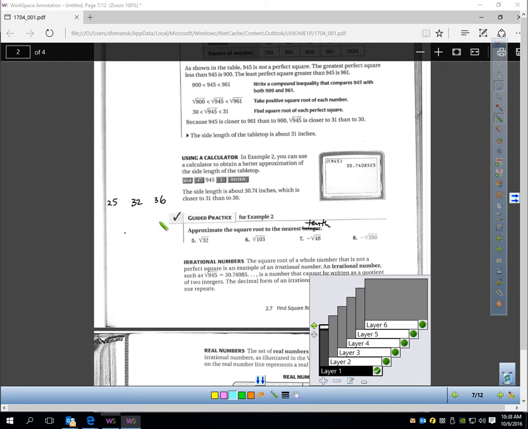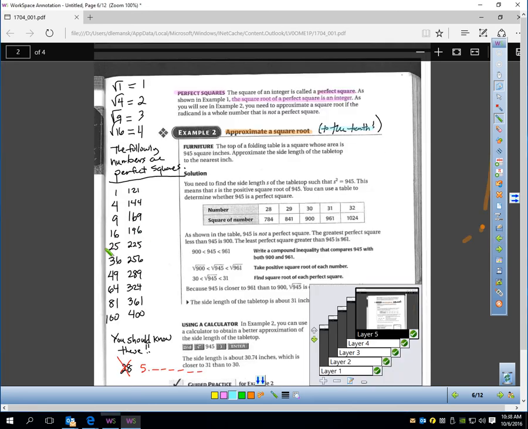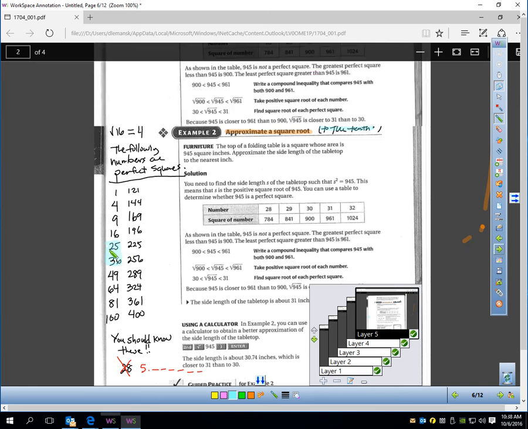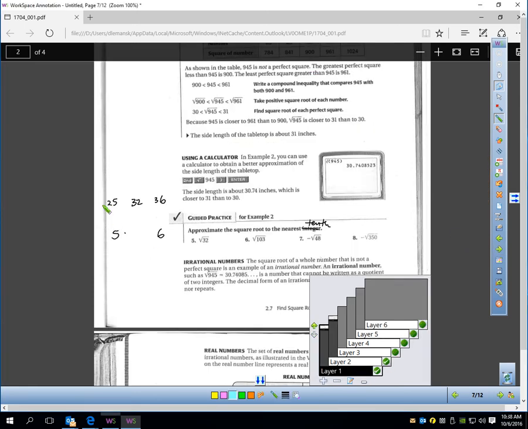32 is in between the perfect squares 25 and 36. Let me go back real quick. Can you see 25 and 36 right here? 32 is in between. Now, why is that important? Well, the square root of 25 is 5, and the square root of 36 is 6. So the square root of 32 has to be in between those, which would be 5 and 6. So I know my answer is going to be 5 point something, okay?